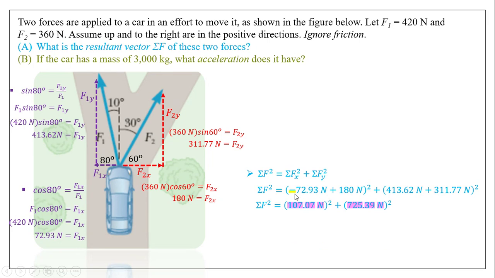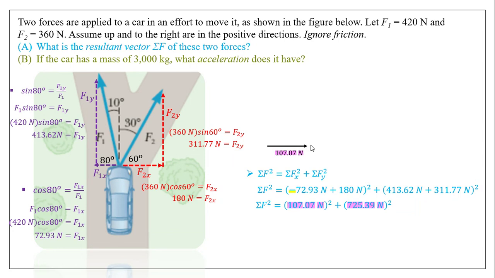So if you simplify this on your calculator, negative 72.93 plus 180 will give you a positive 107.07. And then 413.62 plus 311.77 will give you a sum of 725.39. And we're going to square that. But visually, it's important for you to understand what's going on here, right? We just found the net force in the x direction. So to me, I know that I can reduce the whole entire system into just one right triangle. Well, I know that this final resultant vector is going to point right, because when you add up everything in the x direction, you end up getting a positive number. Well, the positive number would imply that the component of the resultant vector will be pointing right.